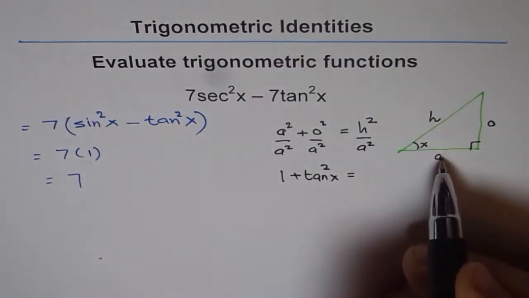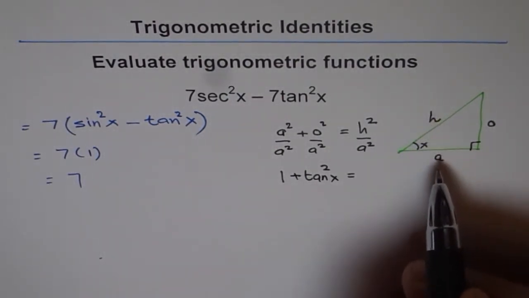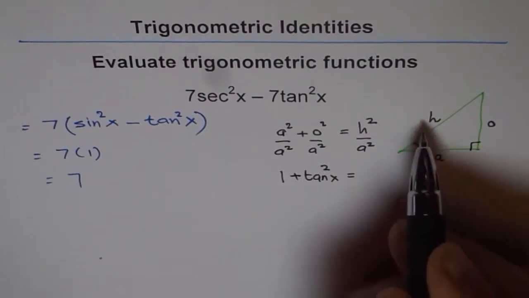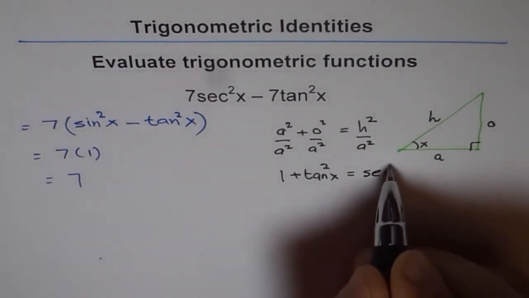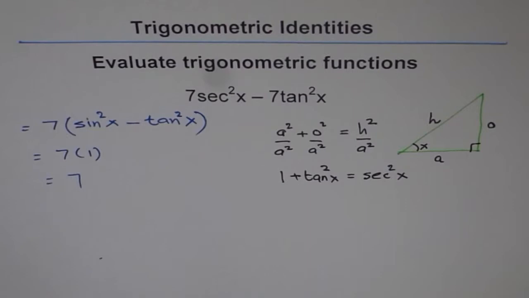And h over a is secant, right? A over h, adjacent over hypotenuse, is cos, and the reciprocal of cos is secant. So it is equal to secant square x. So that is the trigonometric identity which we get in terms of tan and secant, right?